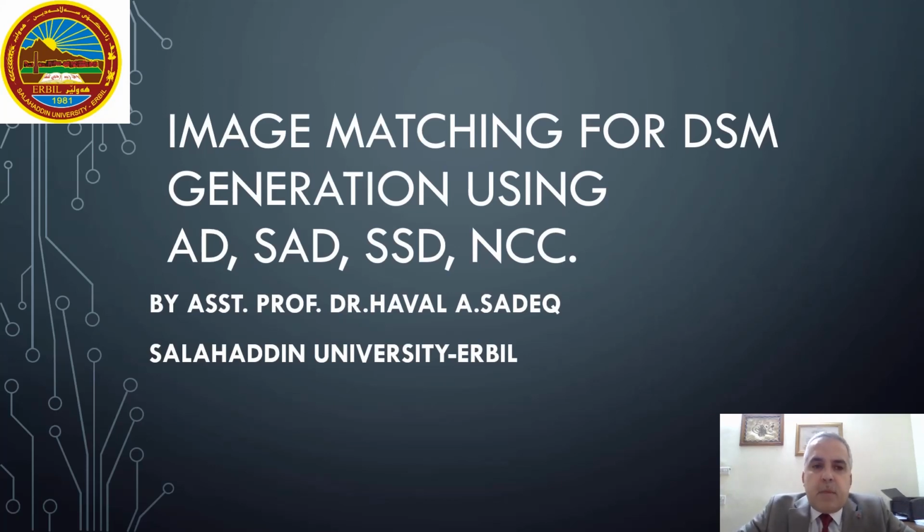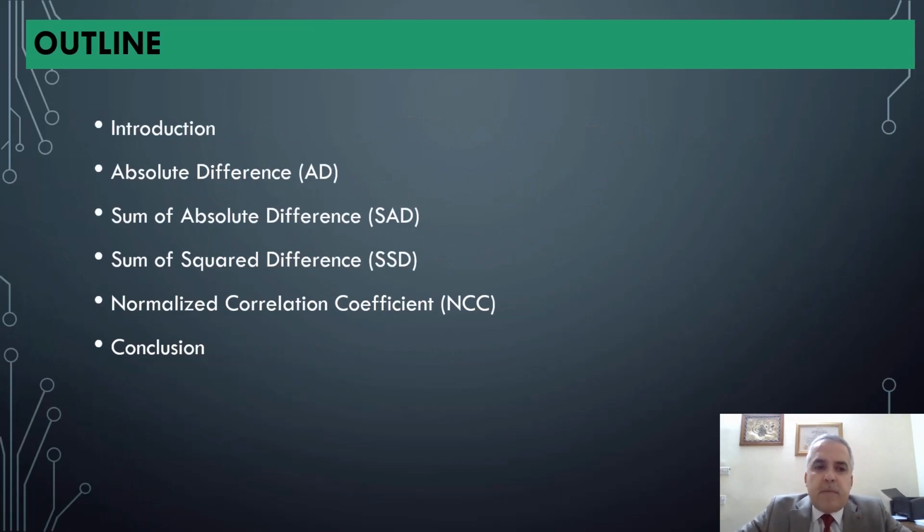Hello everyone, welcome to the new lecture, which is about image matching for DSM generation using absolute difference, squared, sum of absolute difference and sum of squared difference, and then normalized cross correlation. The outline of this lecture: first I will start with the introduction, then I will talk about the method for the DSM generation, and at the end I will finalize with a conclusion.